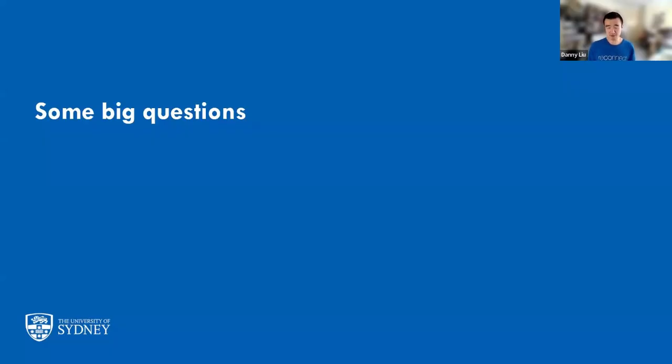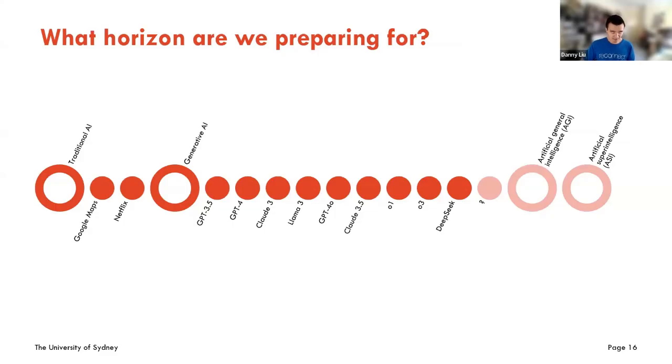So there are some important big questions that AI poses for us as higher education. And one of them is, how far forward are we looking? Which horizon are we preparing for? Everything in the middle of this chart happened over the past 2 years since November 2022. And it's really been quite amazing how fast the technology has improved.